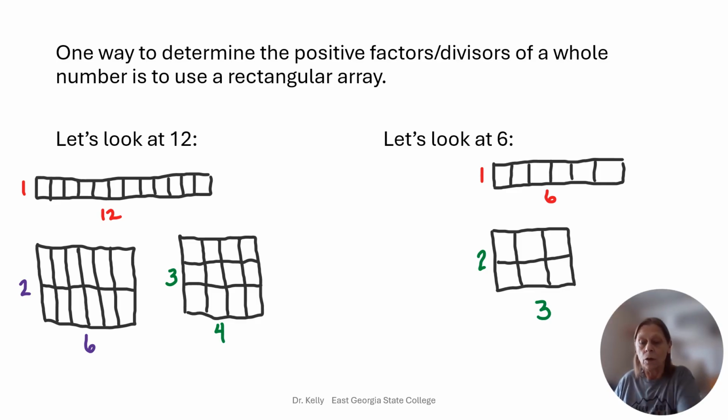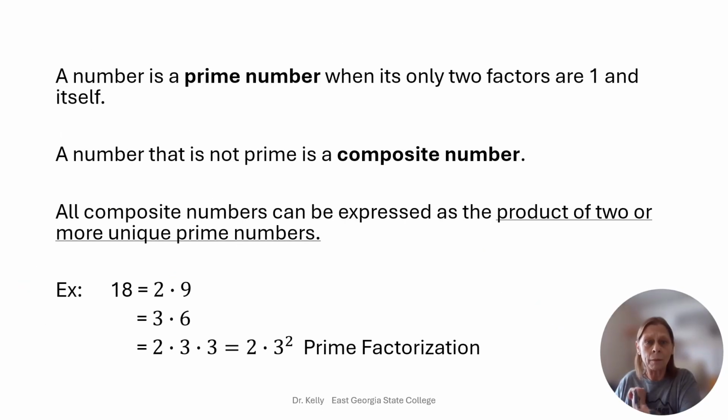I also made a quick example of 6. A prime number is a number that only has 2 factors. Those factors are 1 and itself, meaning there are no other numbers that divide into it. A number that's not prime is called a composite number, and composite numbers can be expressed as the product of 2 or more prime numbers put together.